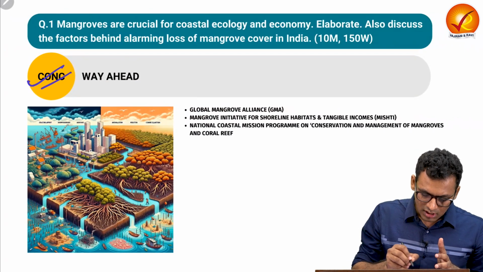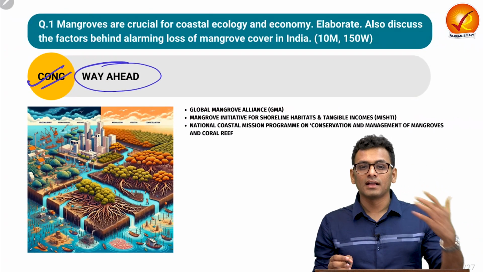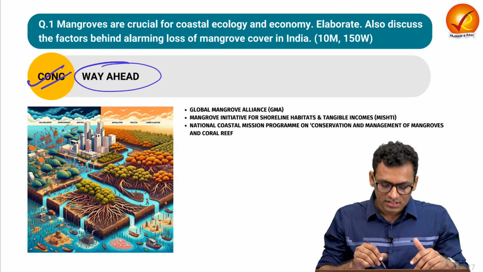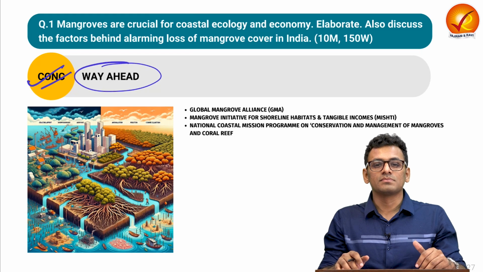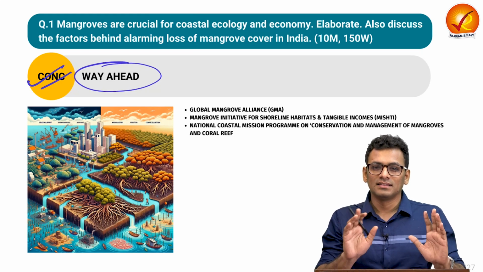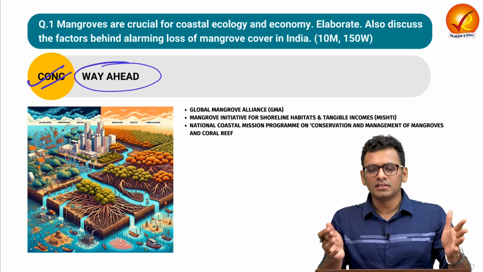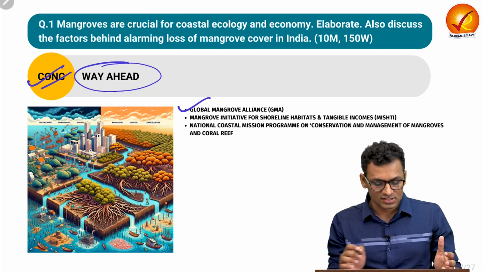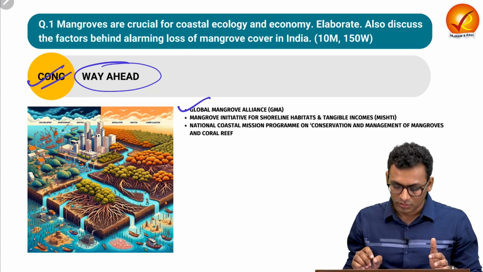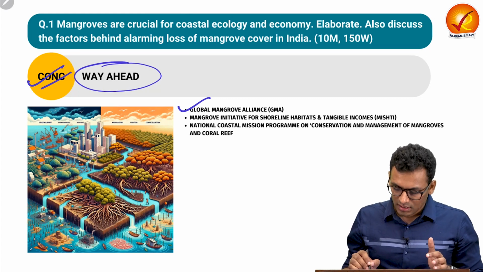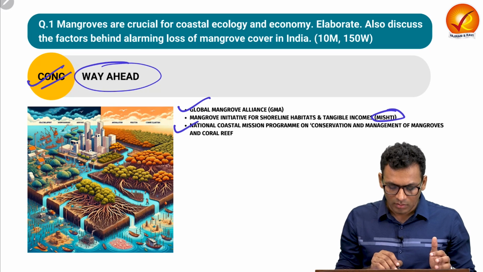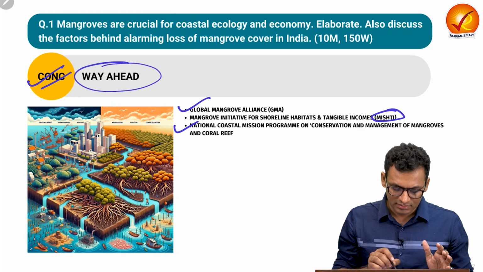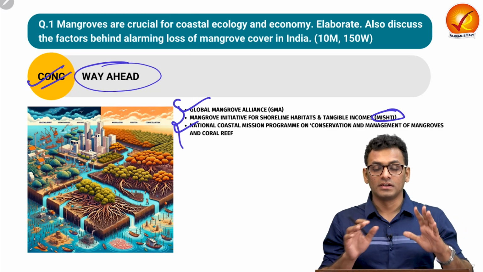For the conclusion, you have the opportunity to talk about the way ahead: that mangroves are very crucial not just for coastal ecology but also for the economy, and thus there must be a joint effort to ensure that their survival is in sync with humans' needs. You can talk about certain initiatives such as the Global Mangrove Alliance. You can talk about the Mangrove Initiative for Shoreline Habitats and Tangible Incomes, MISHTI, and you can also talk about how it is incorporated with certain national programs. So this is something which you can inculcate in the conclusion to enrich your answer.